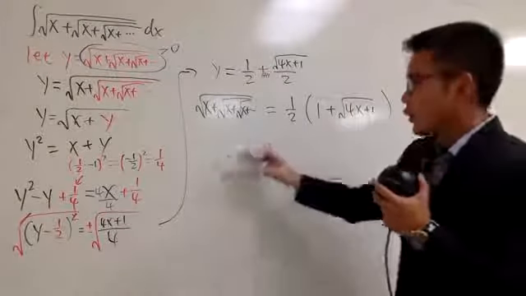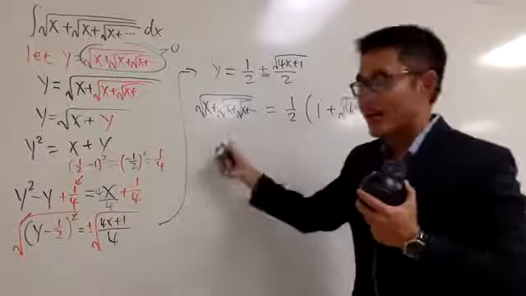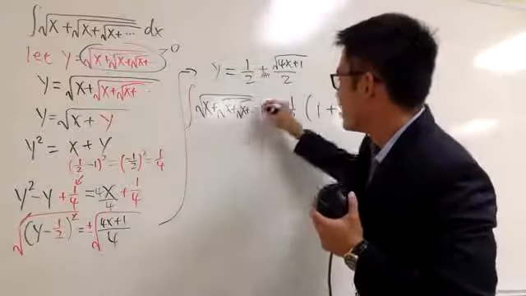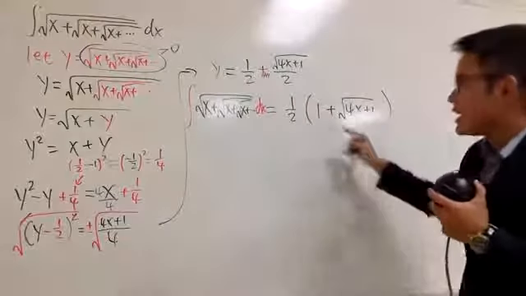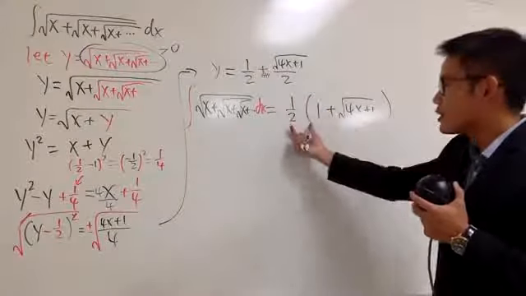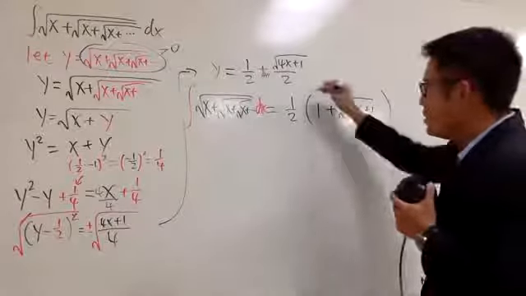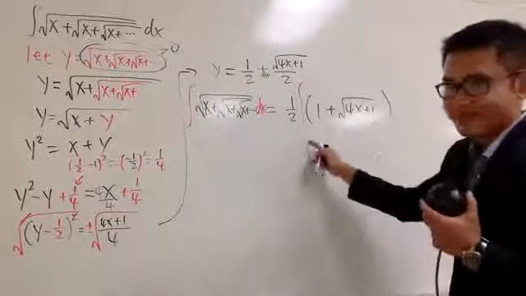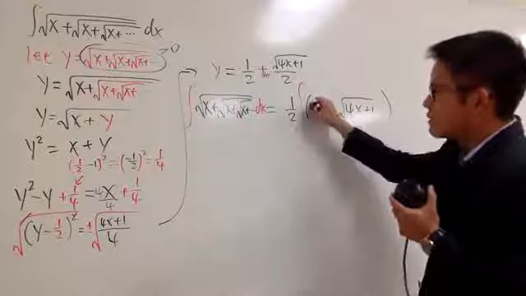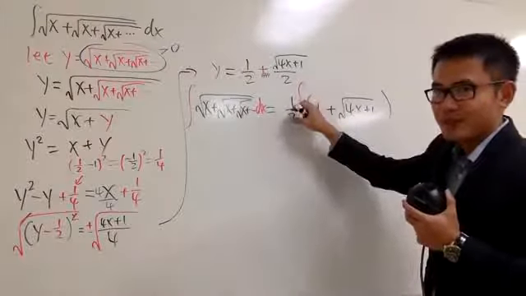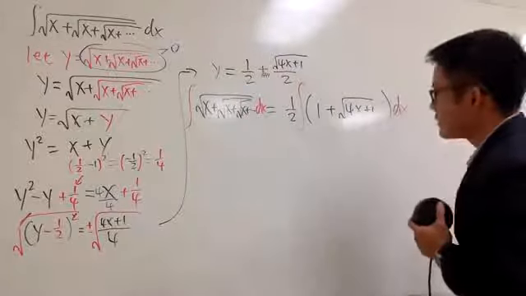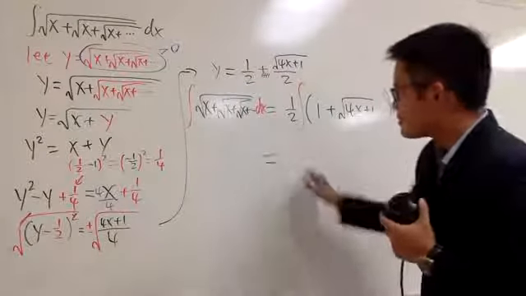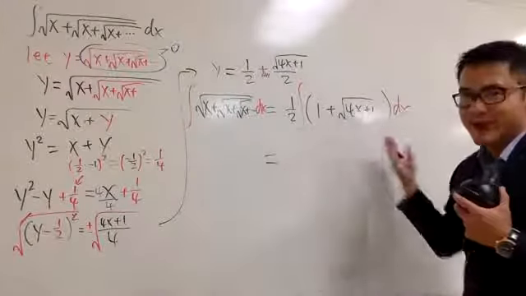Originally, we wanted to integrate this guy, so we'll do it. But we see that we have a 1/2, a constant multiple of this part. So let me put the integration sign right here. In other words, I took out the 1/2 as a constant multiple to the front of the integration, and then, of course, we have the dx right here. Now, we just have to integrate this part, right?